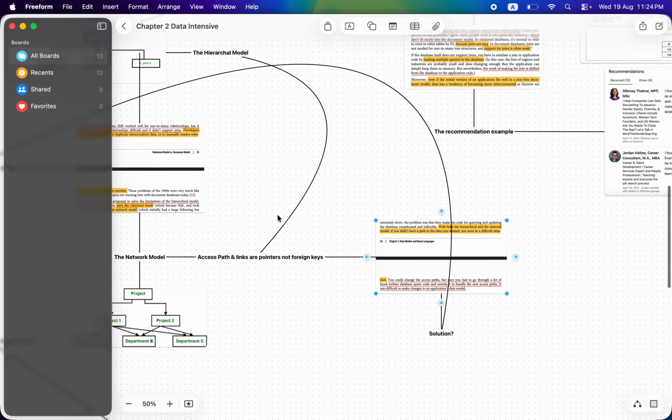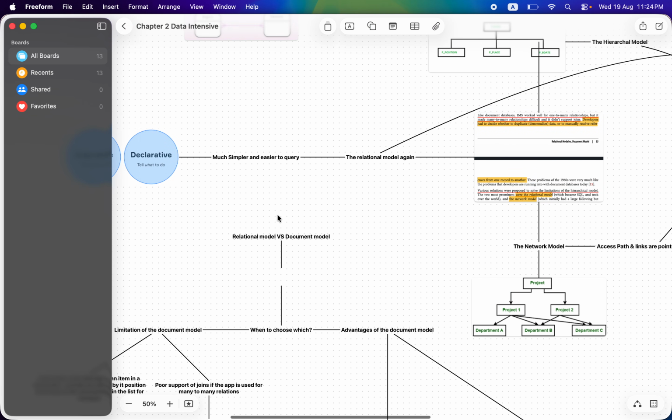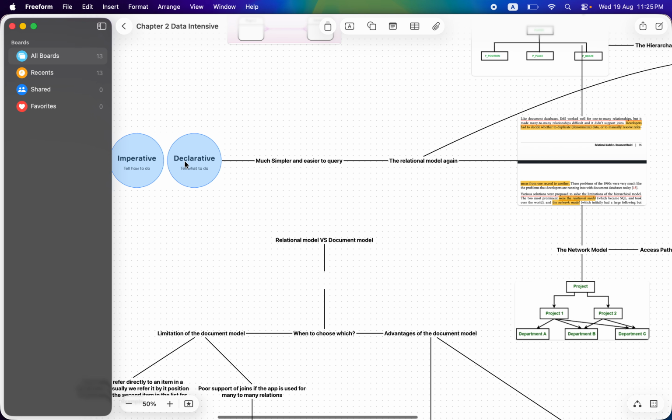What was the solution for this? Back to the relational model. Again, the relational model introduced foreign keys and having the data in separate tables, just referencing them. Also, it used a declarative query language, so it's much simpler and easier to query. You don't have to use pointers nor care about knowing the access path or anything like that.